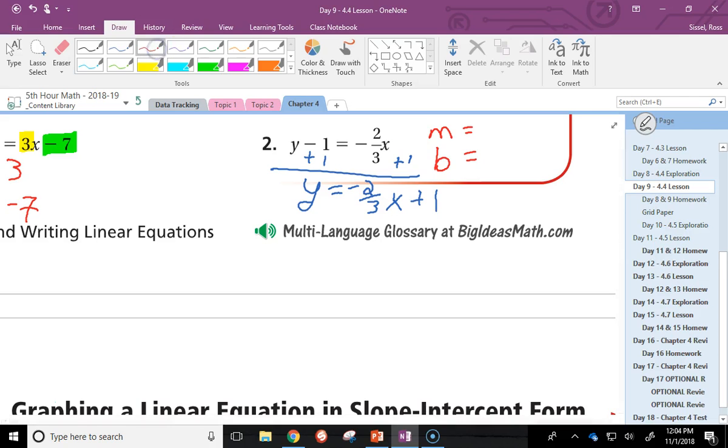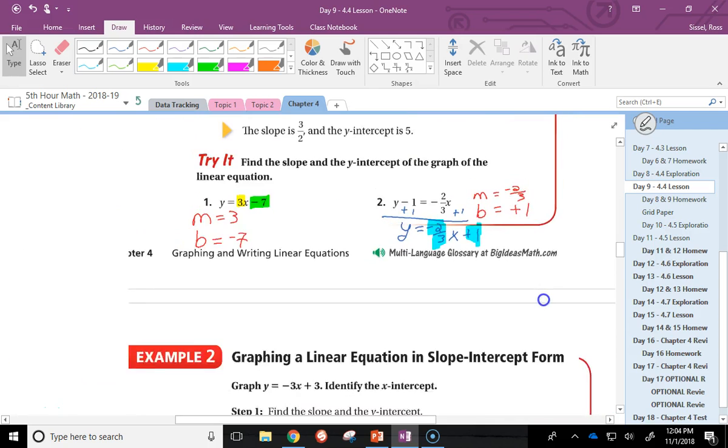What is my slope on this equation, Ainsley? -2/3. Perfect. It is the one that came right before my x. It's my coefficient. What is my y-intercept? Ryan? 1, or a positive 1. So if you wanted to write positive 1, that's okay. If you just say 1, that's okay. Okay.